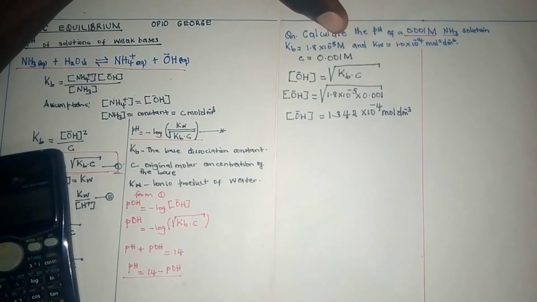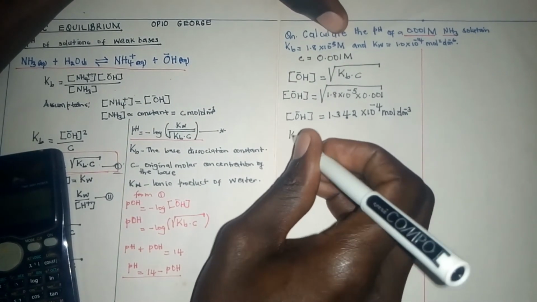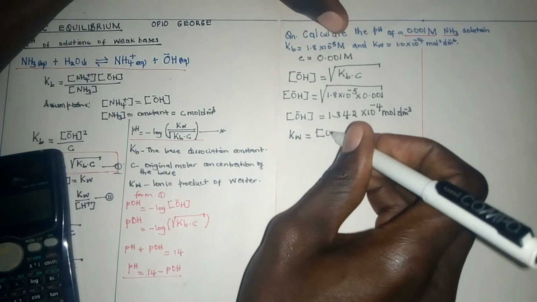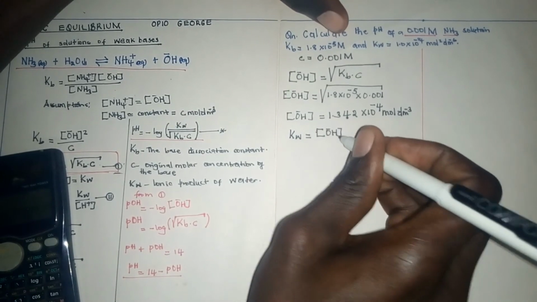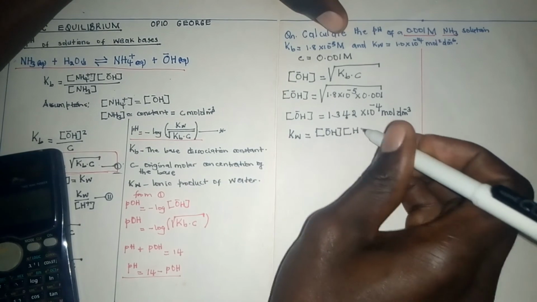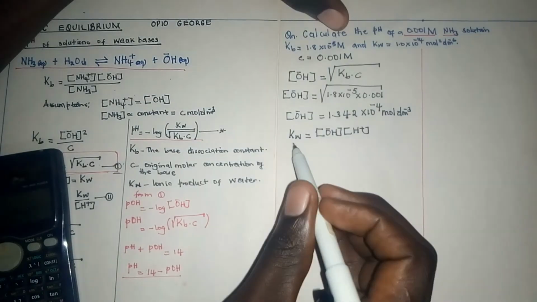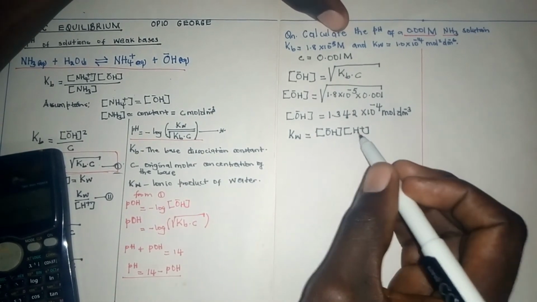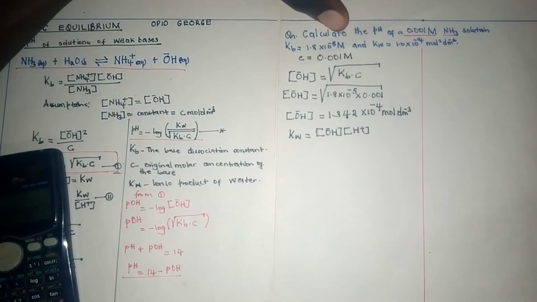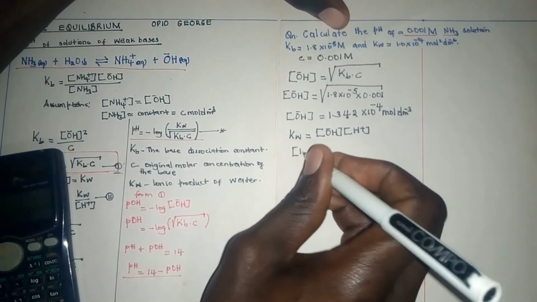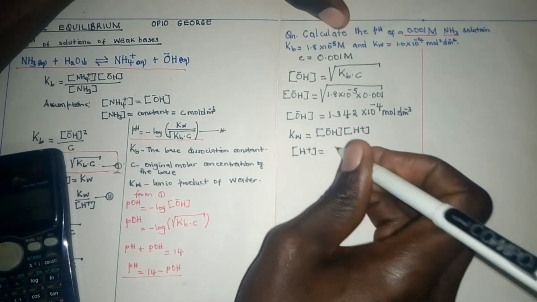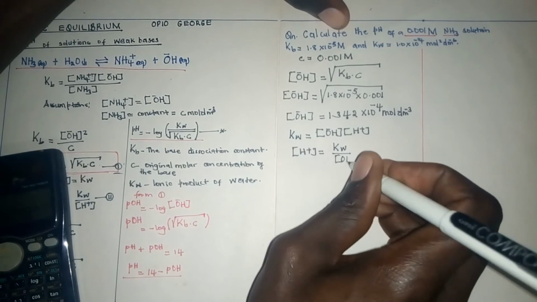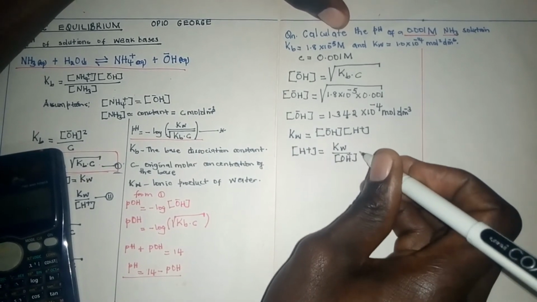Now that we have this and we have been given the Kw, we can now write an expression for the ionic product of water. That is, Kw is given by molar concentration of hydroxyl ions multiplied by molar concentration of hydrogen ions. Kw is a known value. Molar concentration of hydroxyl ion is also known, so we're only going to look for the molar concentration of hydrogen ions. Molar concentration of hydrogen ions, therefore, is Kw over molar concentration of the hydroxyl ions.